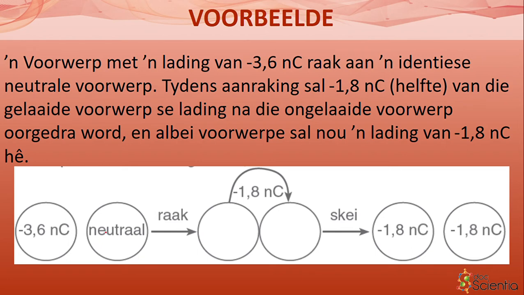And what you guys need to know is that the charges will then be distributed equally between the two objects. This one is negative 3,6 nanocoulomb, and then we have a transfer of charges to this one. So in the end, you will see that they have equal charges on both of the objects.